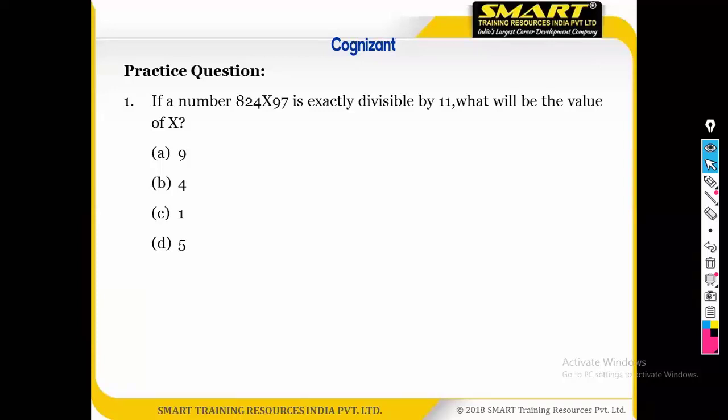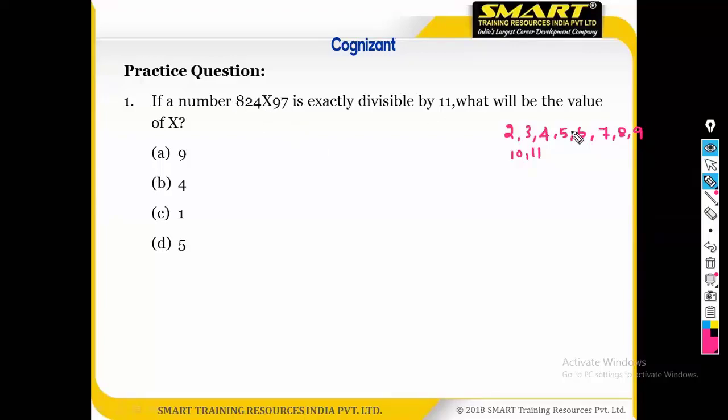So before starting questions, guys, can you please tell me, you all know the divisibility rules? Divisibility rule of 2, 3, 4, 5, 6, 7, 8, 9, and up to 10 and 11. Because we are going to use the divisibility rule only here. Okay, what is the first question?